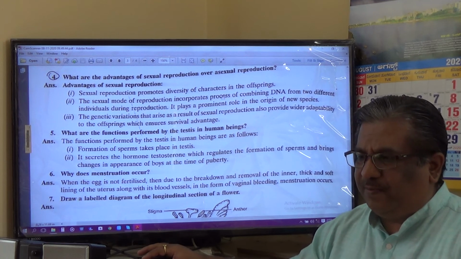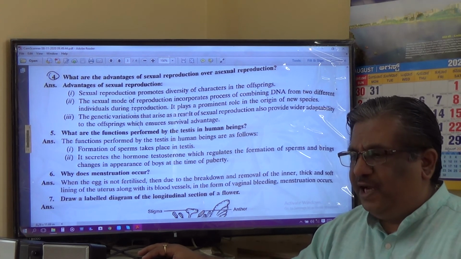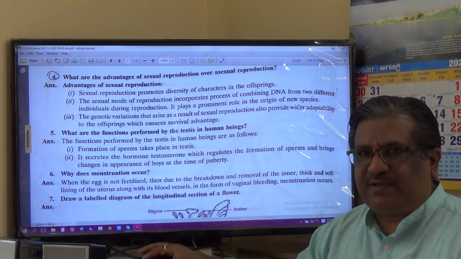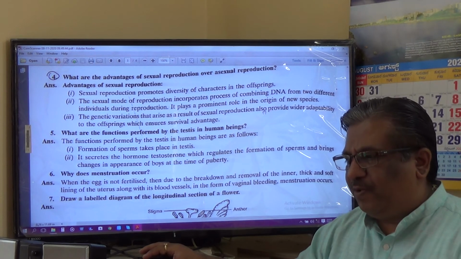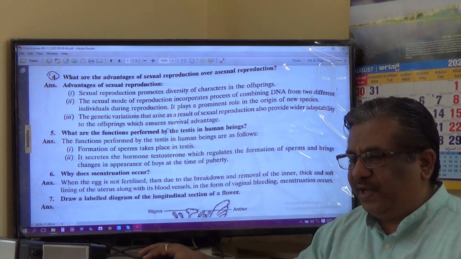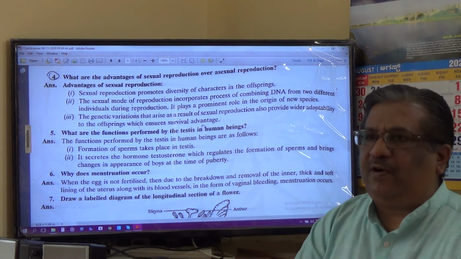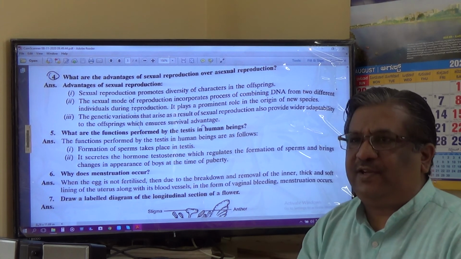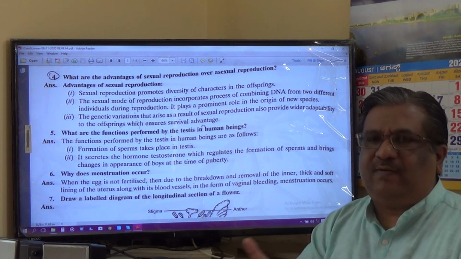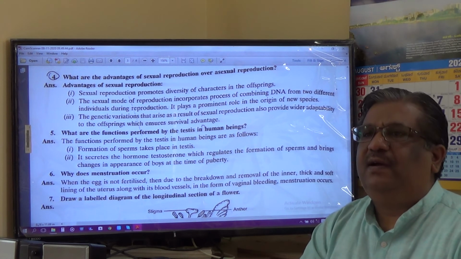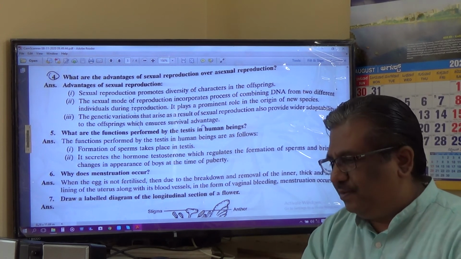Sexual mode of reproduction incorporates the process of combination of DNA from two different individuals during reproduction. It plays a prominent role in the origin of new species. Okay, that's one thing. The genetic variations that arise as a result of sexual reproduction also provide wider adaptability to the offsprings, which ensures survival advantage. इसका मतलब ये है, the variations introduced into the offsprings are more, and these variations could probably make the offsprings withstand more and more harsh environmental conditions, and that helps in continuity of the species, resulting in a process called evolution. Okay, that's fine.